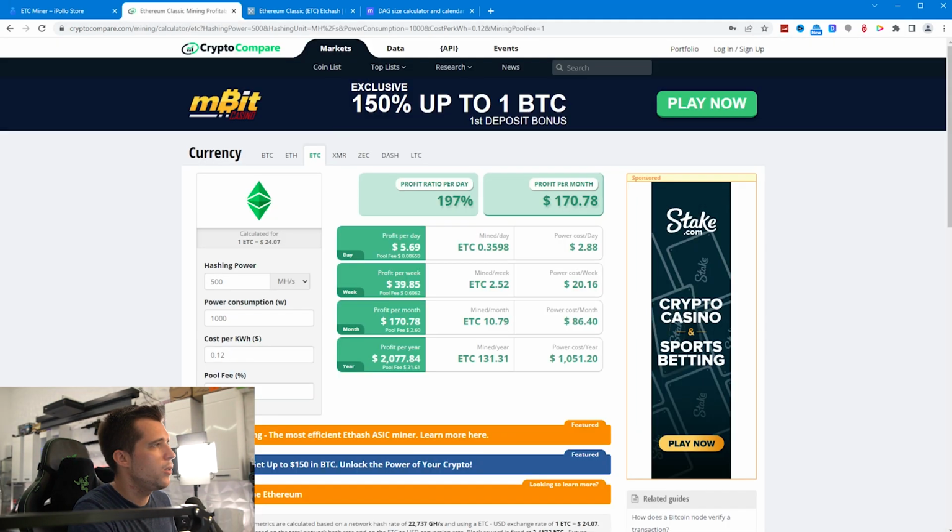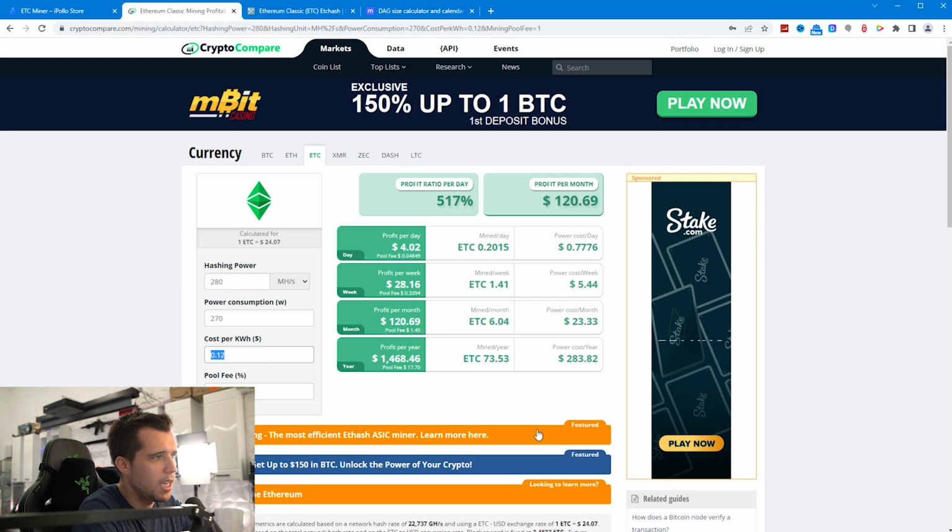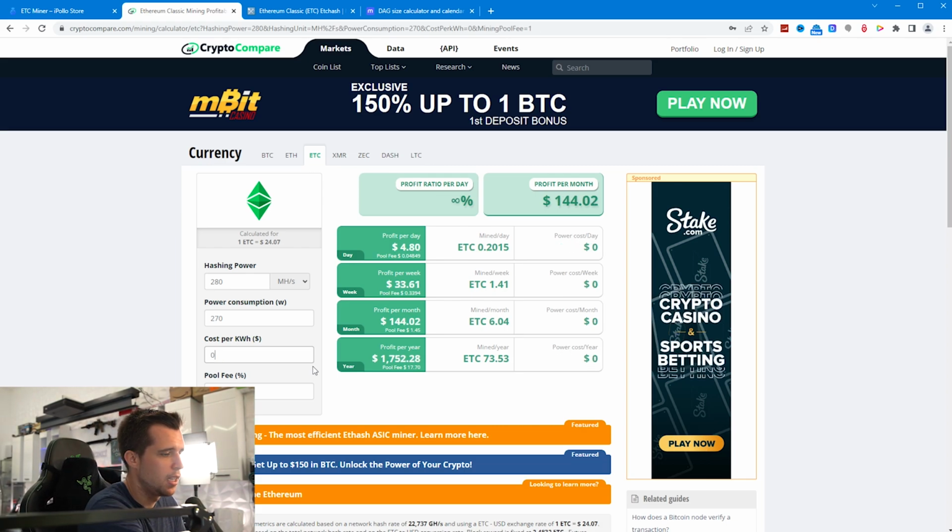Now anyhow, let's check out the profits we could probably get with Ethereum Classic. So we have roughly 280 megahashes per second at a power consumption of 270 watts. Now, how much you make really depends on how much you spend on electricity. We have, for instance, solar power, so the 300 watts, I can easily power that from solar power, which costs me absolutely nothing. So if I put zero in there, I make a profit per year of about $1,752.